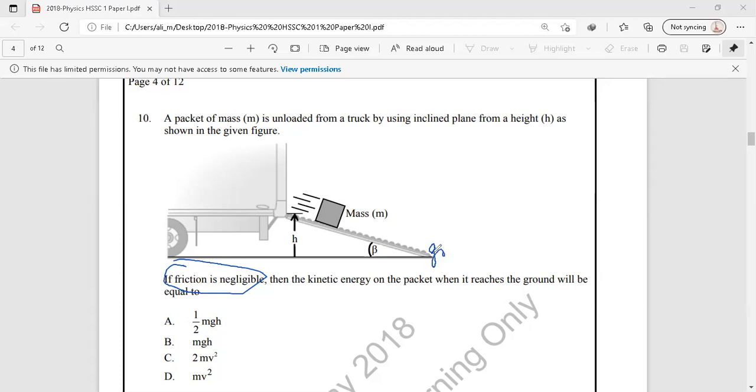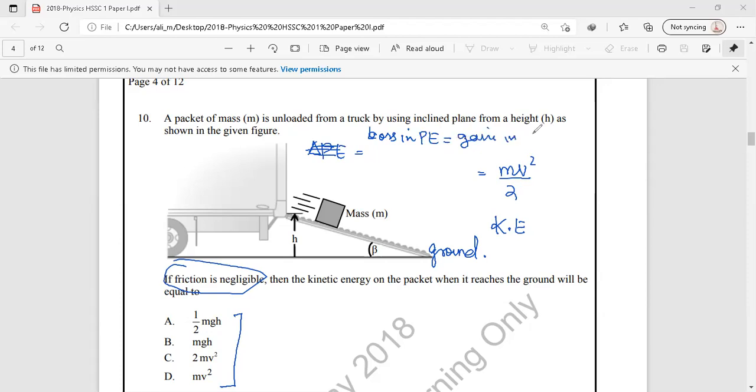So this is the point on the ground where we have to identify the kinetic energy of the body. We know that kinetic energy is equal to mv square divided by 2, and we have no option that describes mv square upon 2. We know that if the friction is negligible, then change in potential energy is equal to gain in kinetic energy, or we can also state this principle as loss in potential energy is equal to gain in kinetic energy.